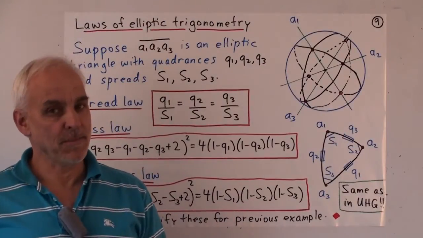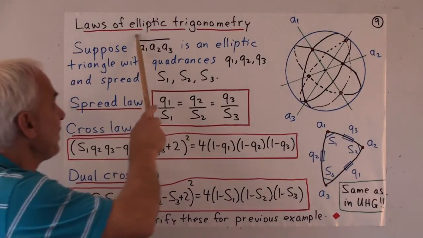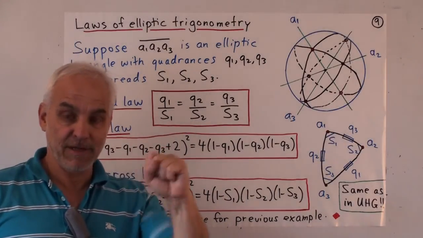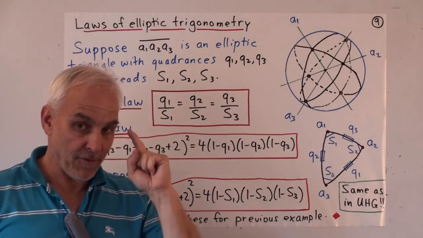All right, so what are the main laws? Moment of truth. The laws of elliptic trigonometry. The new laws, the completely algebraic laws, the rational laws, the laws of the future.